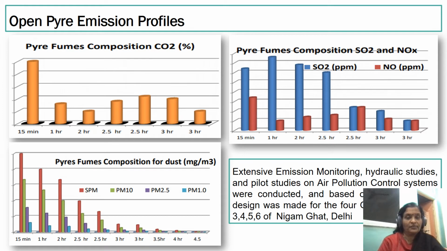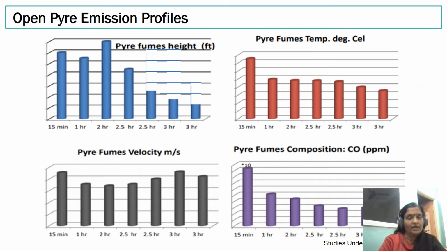Now these emission profiles, like what is the amount of CO2 that is coming, because it takes about 3 to 4 hours for this open pyre combustion to complete. So we have taken the analysis of CO2 percentage, SO2 and NOx percentage, total dust, PM10, PM2.5 and PM1, all these percentages in these 4 to 5 hours of combustion. This is through extensive monitoring. I am just showing an indicative graph.